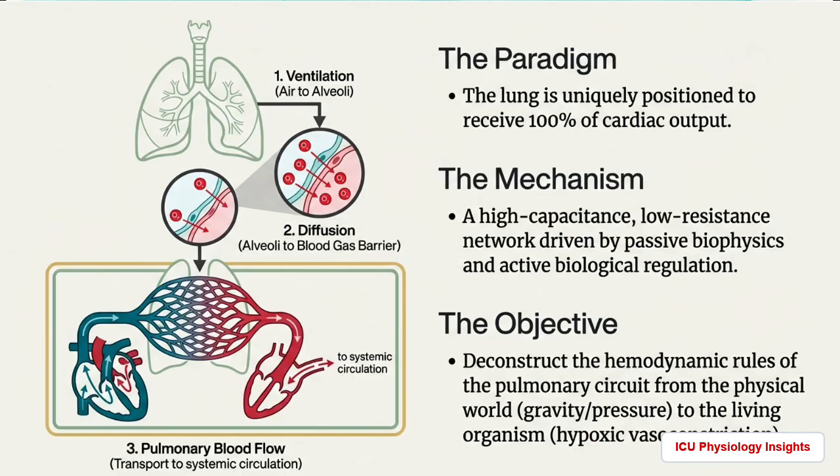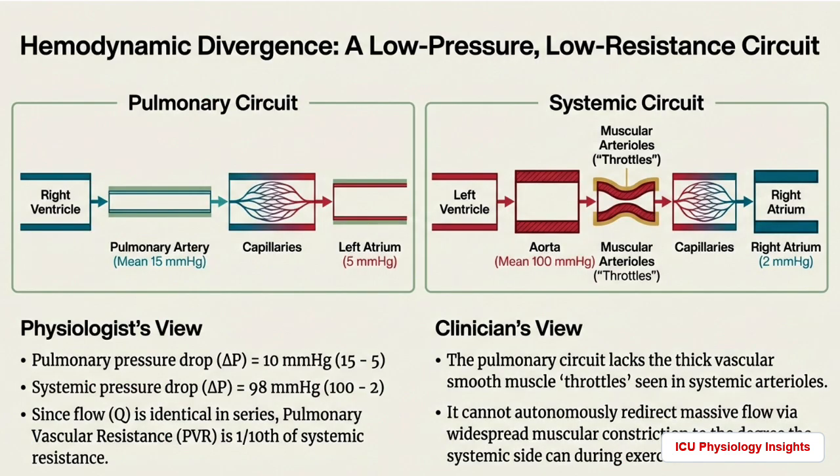All right, first things first, we have to get our heads around just how fundamentally different the pulmonary circulation is from the systemic circulation. You know, the one that supplies the rest of the body. They're two circuits running in series, sure, but their characteristics couldn't be more distinct. And the differences are just stark when you look at the pressures.